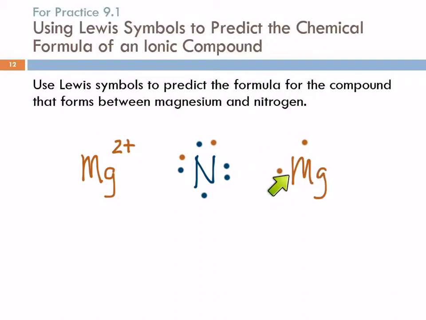This magnesium is also looking to unload 2 electrons, and the nitrogen says, hey, can I have one of those? And magnesium says, sure, you can have 2. And he says, no, I only want 1. Well, okay, that's better than nothing.